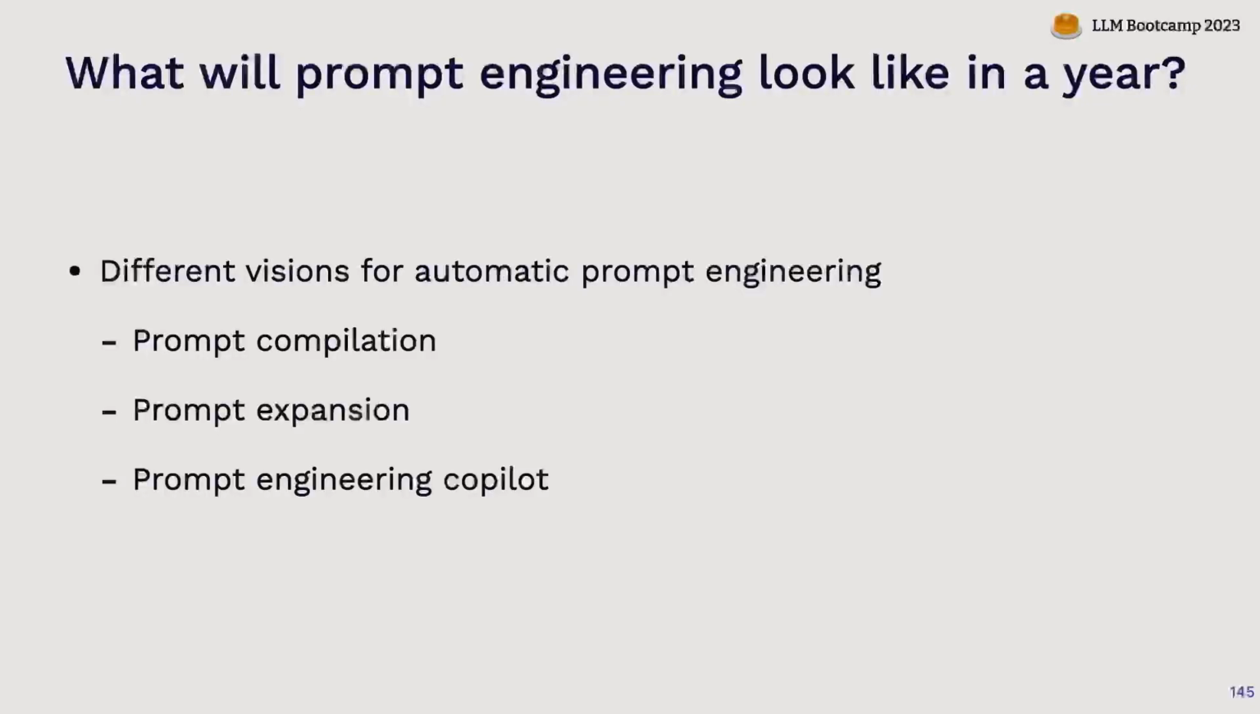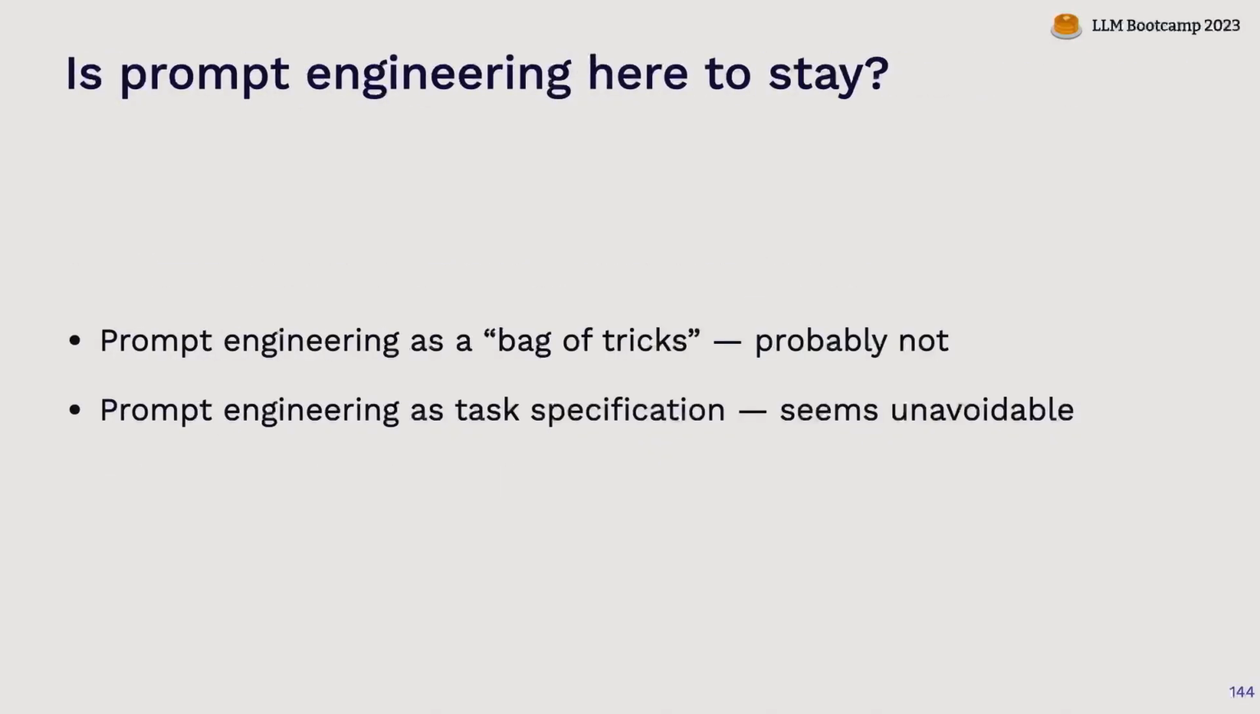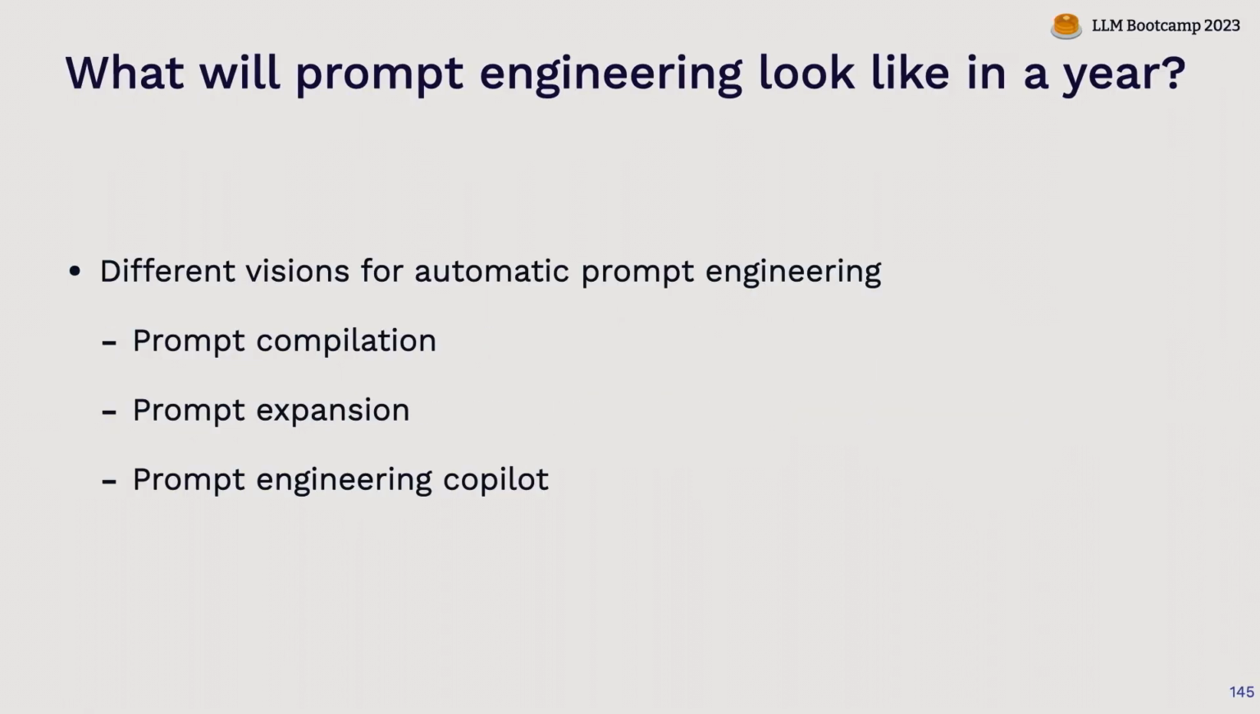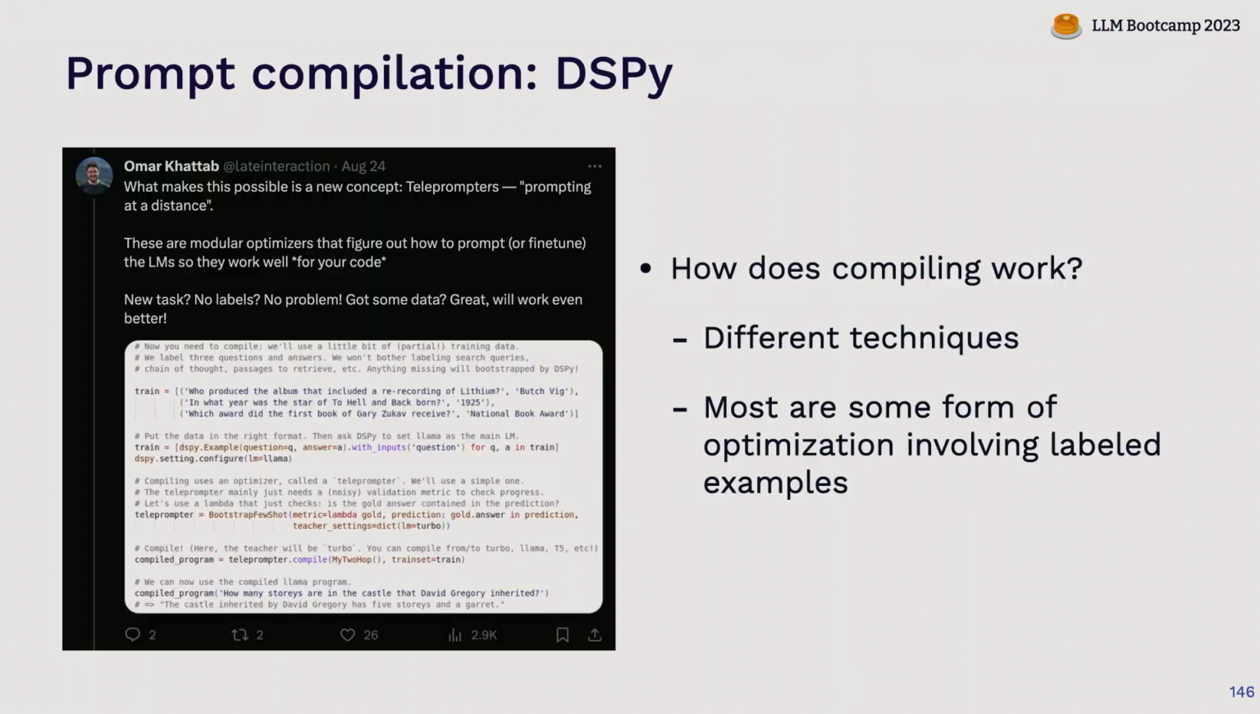So what will prompt engineering look like a year from now, when maybe the bag of tricks is gone, but the task specifications still exist? I want to cover a few emerging research fields, different visions for what automated prompt engineering might look like. The first one you can think of as prompt compilation. There's a library from a research team at Stanford pushing this idea forward that's worth checking out if you're interested, called DSPy.